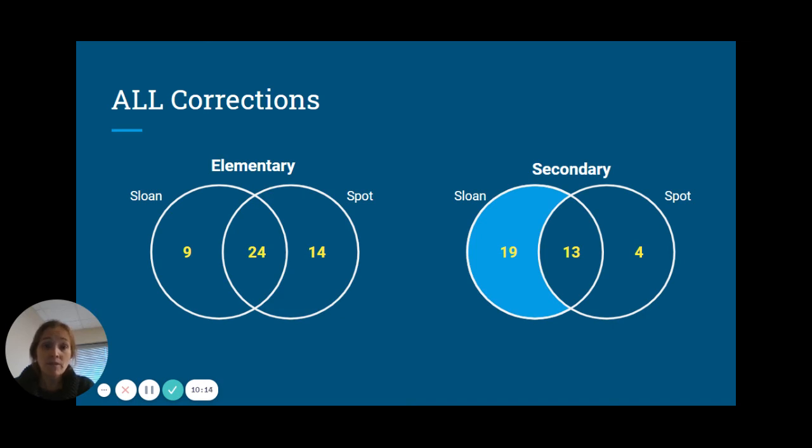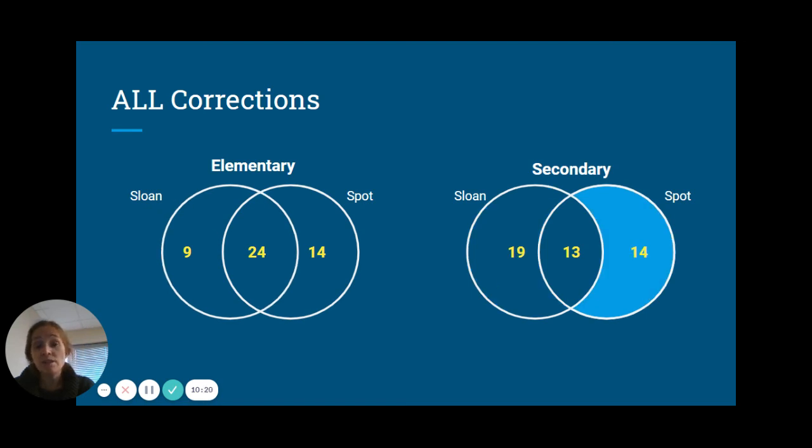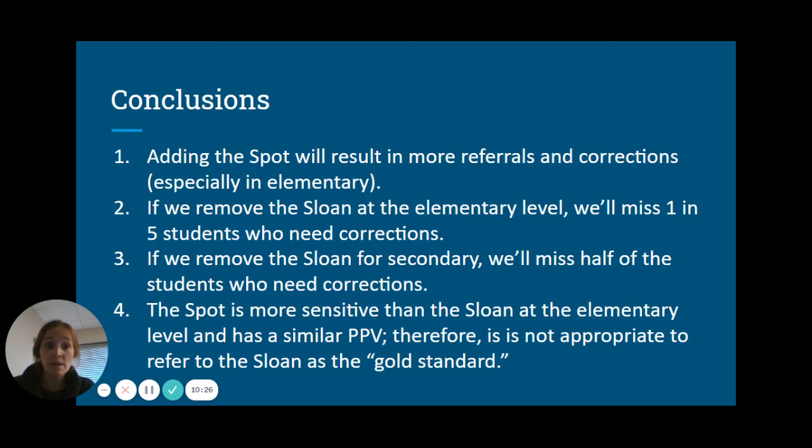At the secondary level, if you just did the spot, you'd miss 19 out of 36 kids, or 52.8%. And if you just did the Sloan, you'd miss 4 out of 46 kids, or 11.1%. That's a little more than 1 in 10 students.